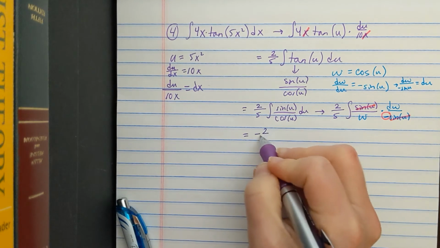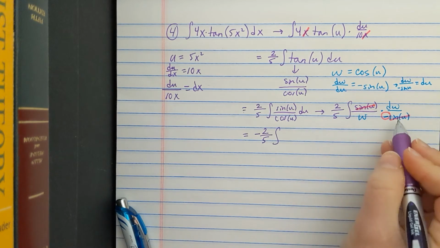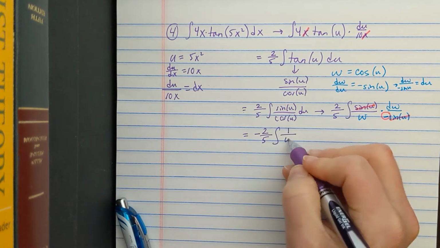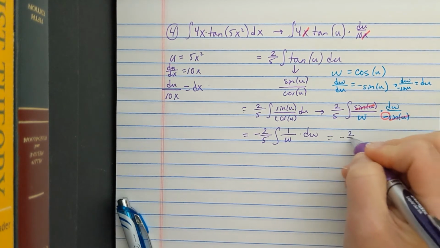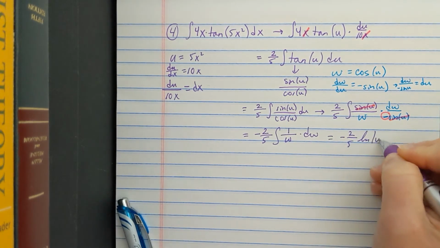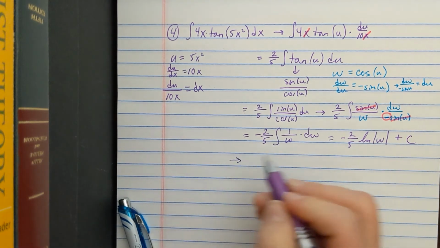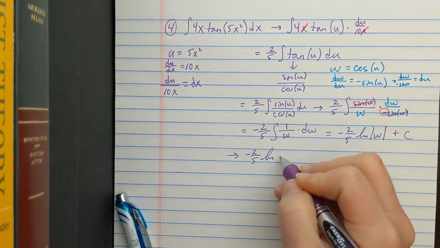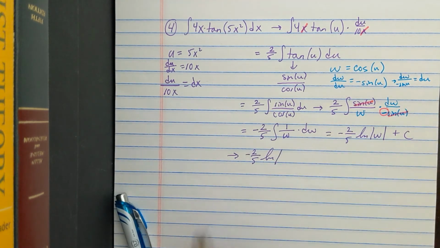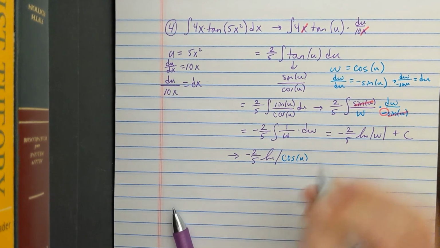We have a negative 2/5. We have the integral. When you divide something by itself, you get a 1, so we have 1 over w dw. So we end up with a negative 2/5 natural log of w, and then plus a constant. Now let's plug what w is back in. Let's see, we've got negative 2/5 natural log, and w happens to be the cosine of u.